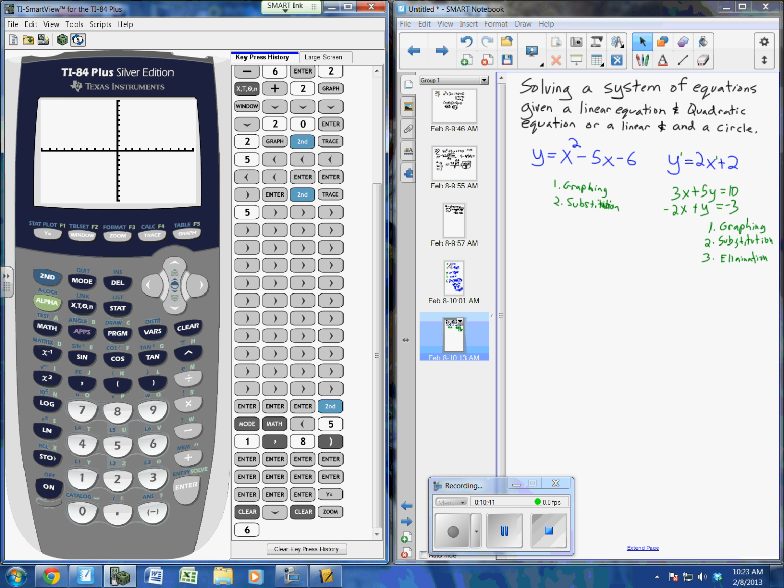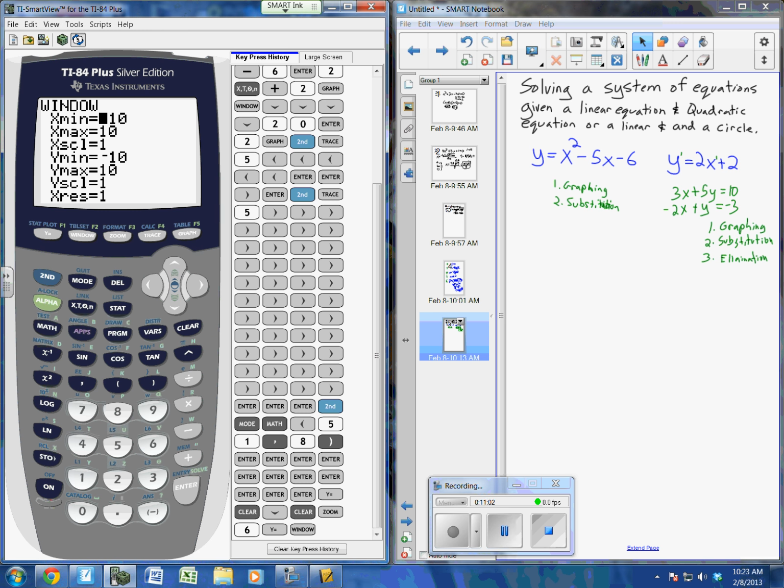Now, we're going to solve this by graphing. So everybody hit your y equals again. Oh, by the way, hit your window first. Now, everybody should have a window that says x min negative 10, x max positive 10, x scale 1, y min negative 10, y max 10, and y scale 1. If you hit zoom 6, that's what your window should say now.